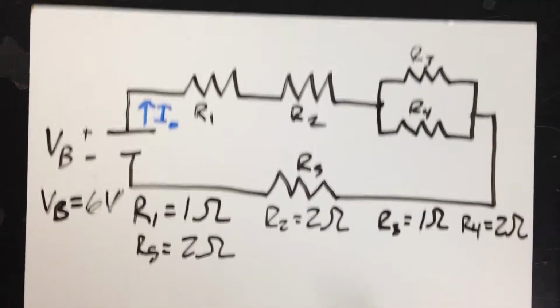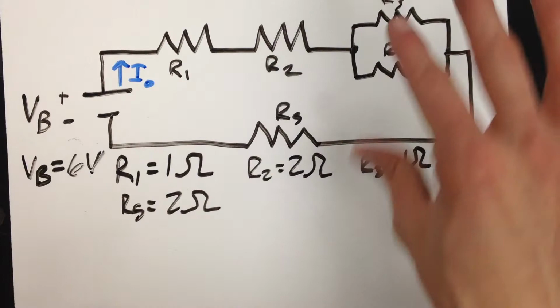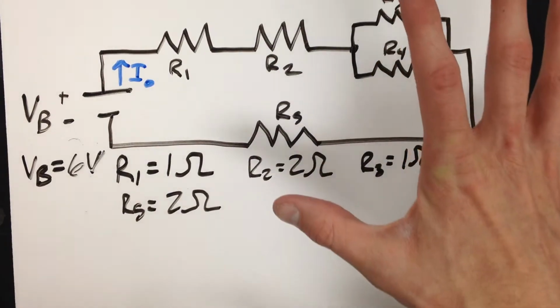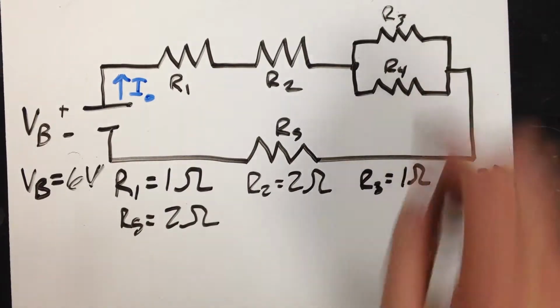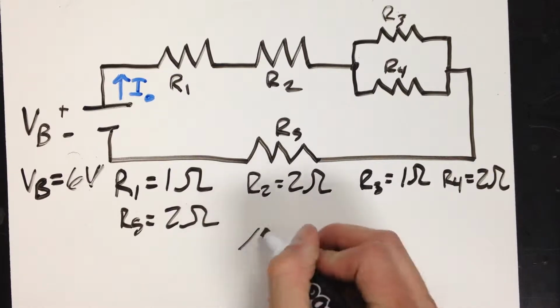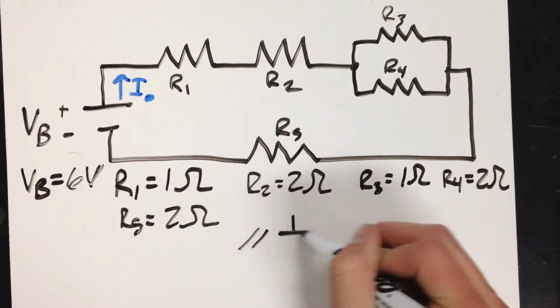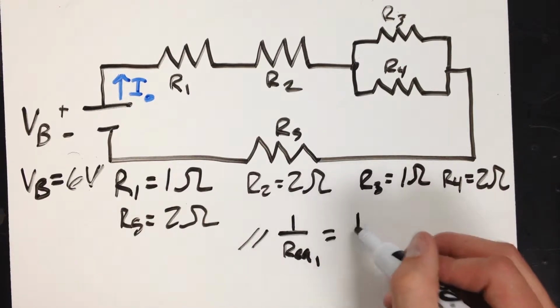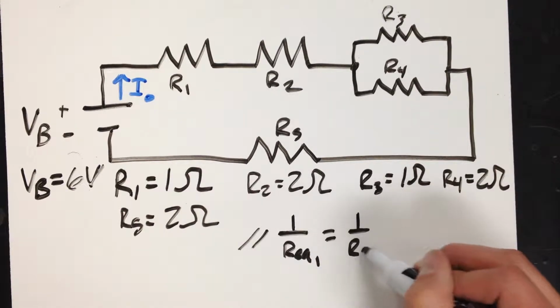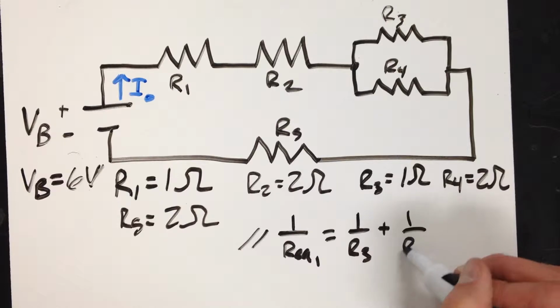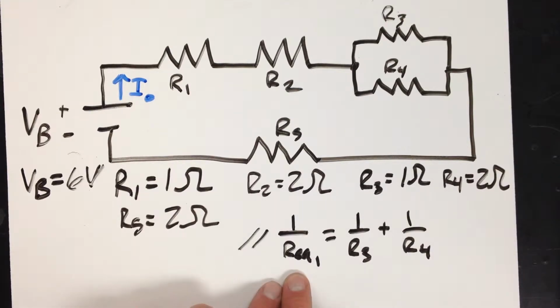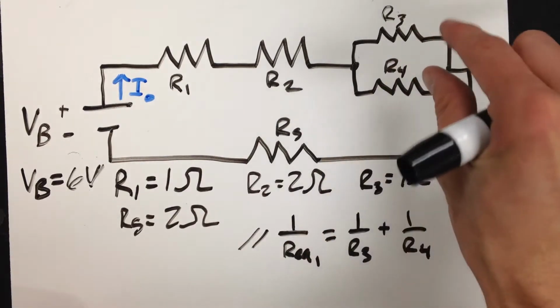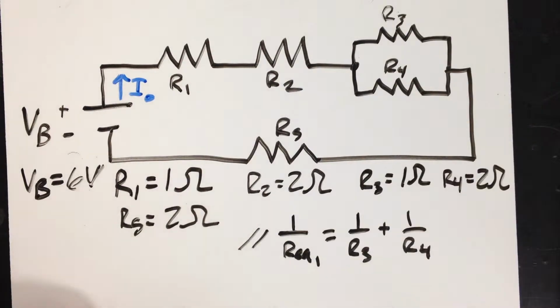To do that, I'm going to take a look back at my circuit, and I'm going to simplify it. These 2 resistors are in parallel. For parallel resistors, the R equivalent is the reciprocal sum. So I'm going to go 1 over REQ1 equals 1 over, in this case, R3 plus 1 over R4. Now this is REQ1 for representing the first equivalent resistance that I calculate.